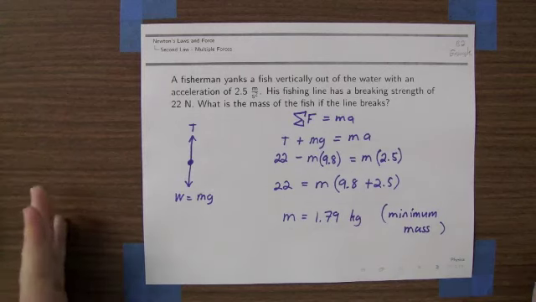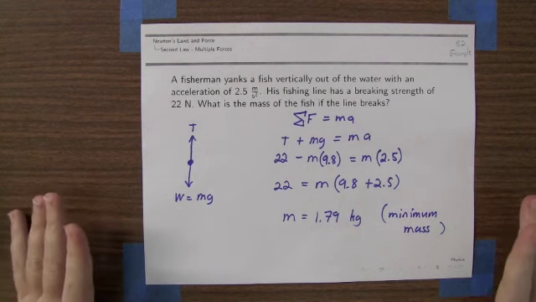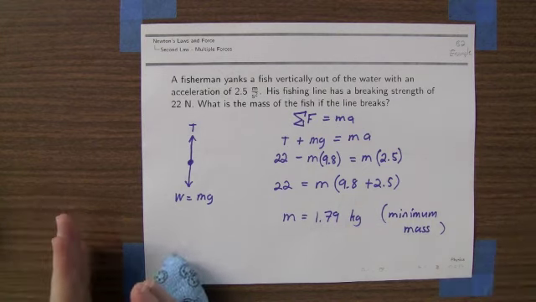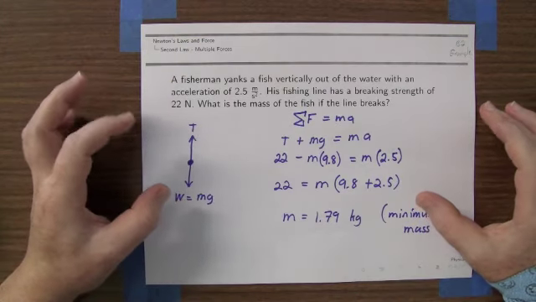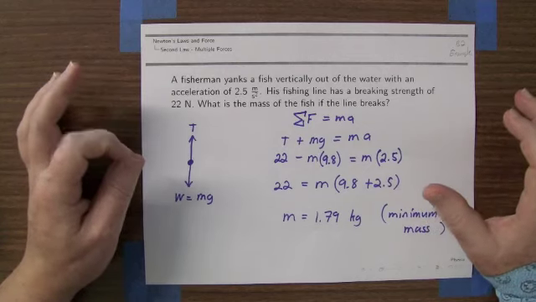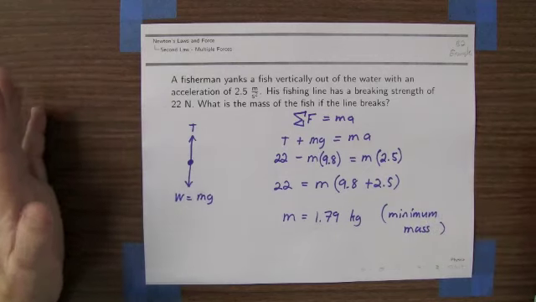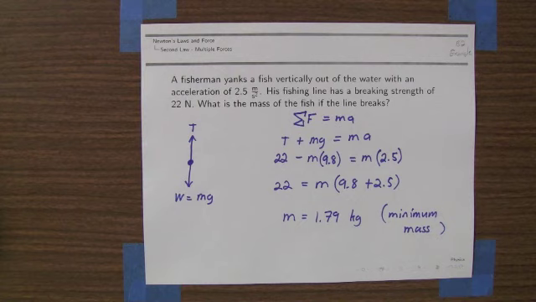This problem illustrates quite nicely the basic steps that you follow in any of these problems. Free body diagram, write out Newton's second law with the sum of forces, being very careful to keep positive and negative in the correct directions, and then solve the equation that you get as a result. Okay?